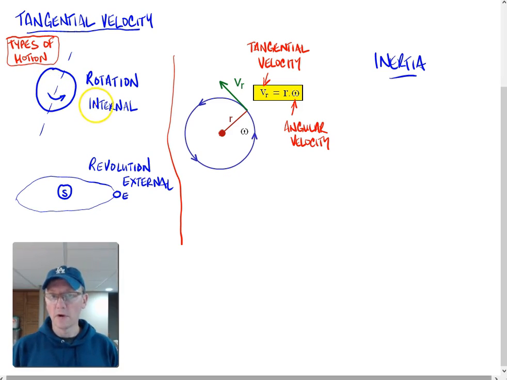Let's take, for example, the Earth. The Earth rotates on its axis. And so I've tried to draw the Earth here rotating on its axis. The axis is, of course, angled. That's why we have seasons. If you don't know what I'm talking about, come and talk to me because it's important you understand that.